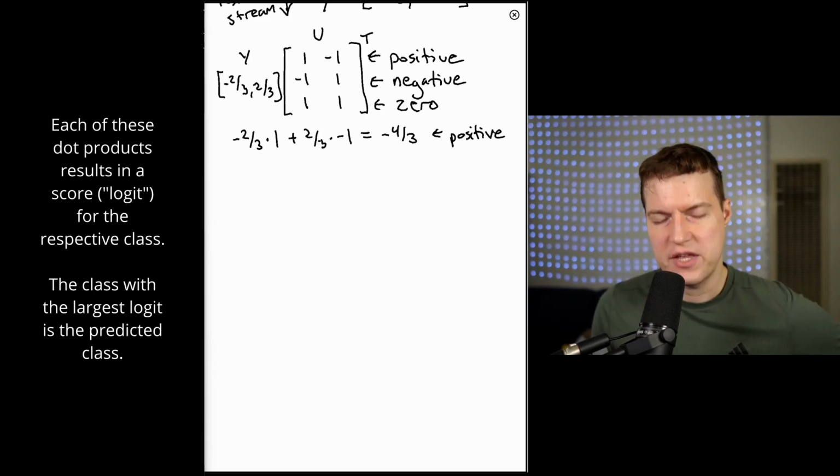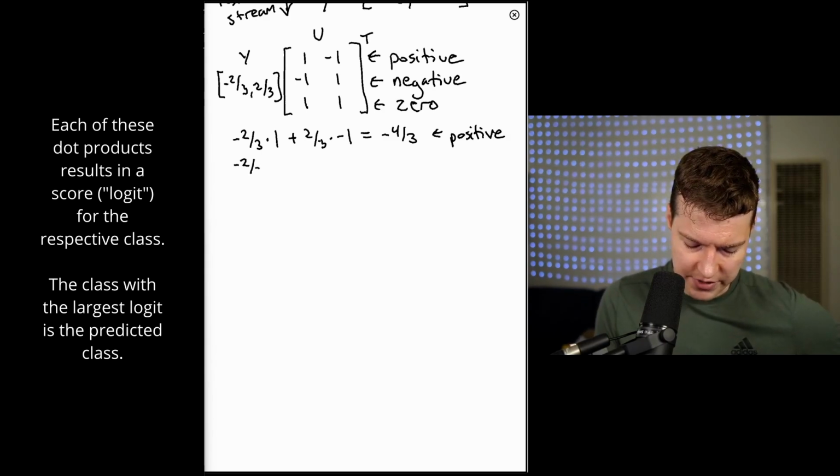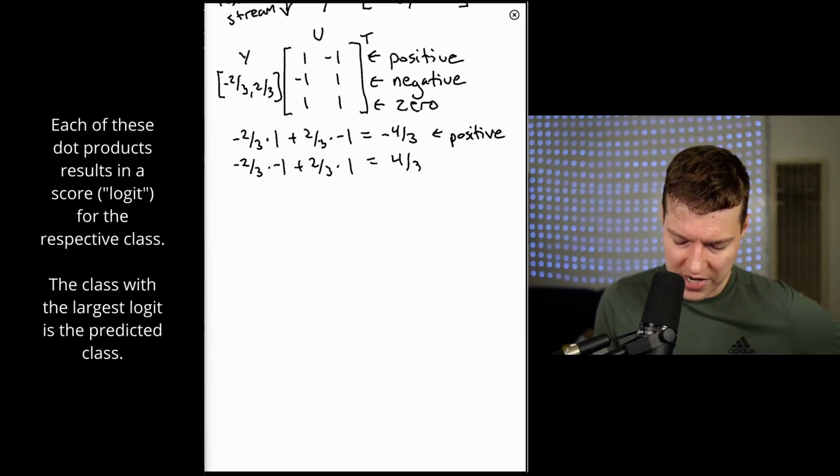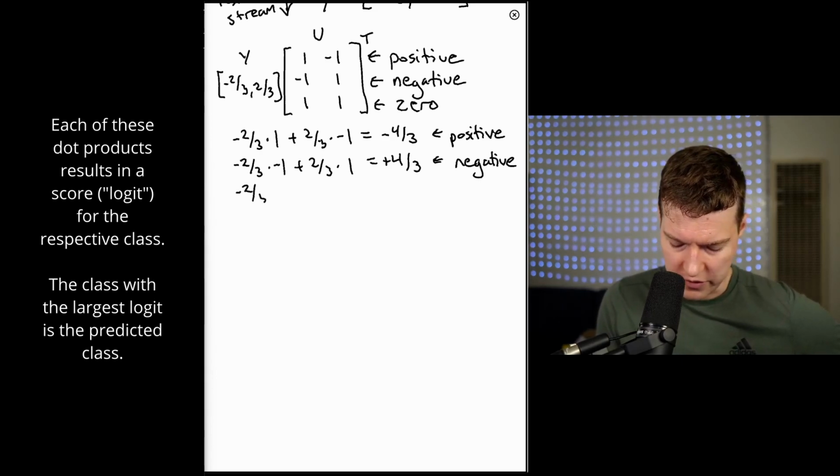For negative, you can see that the signs line up. So now I'm going to get negative 2/3 times negative 1 plus 2/3 times positive 1. So I get a positive 4/3 for the negative class. And then for my zero class, you can see that they're going to cancel out. Negative 2/3 times 1 plus 2/3 times positive 1. And so these cancel out to 0.